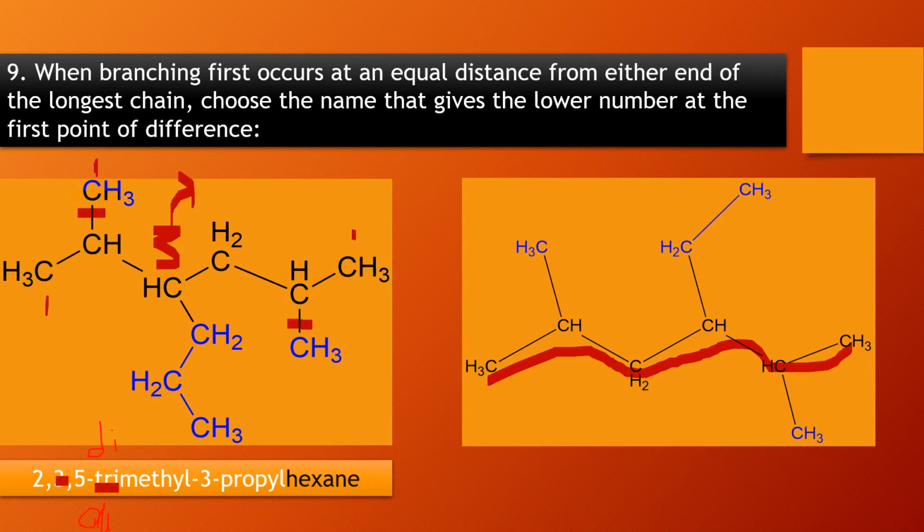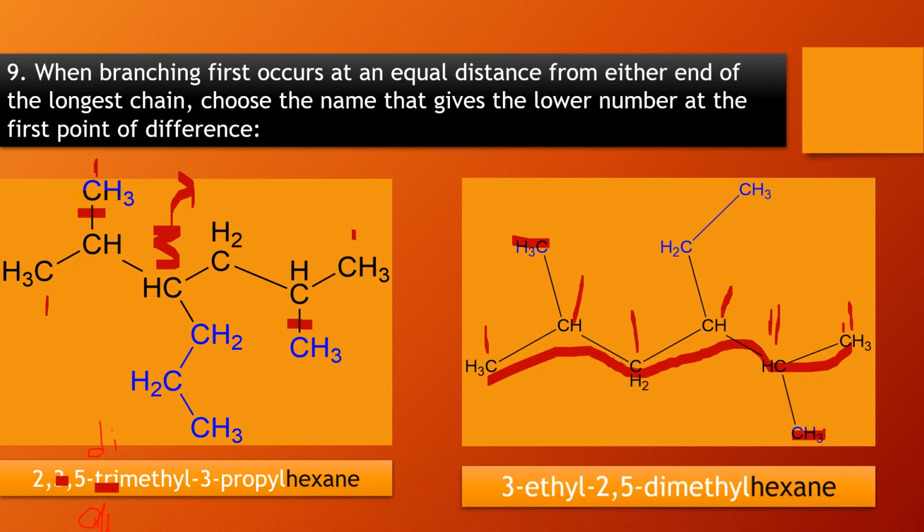The second thing is 1, 2, 3, 4, 5, 6. So is it going to be the same or not? No, it's not. So you can see here, 1 methyl is here, 2 is here. So we will start numbering from here, right? 1, 2, 3, 4, 5, and 6. So what will be its name? Its name would be 3-ethyl 2,5-dimethyl hexane.